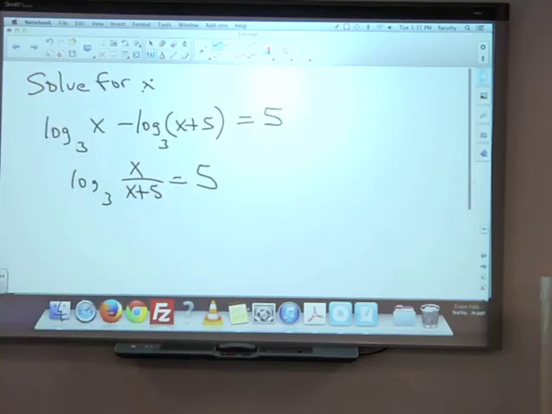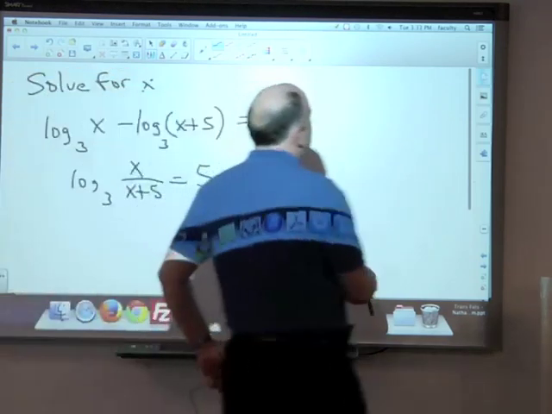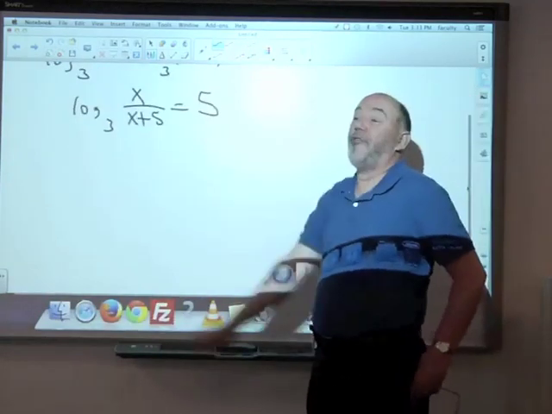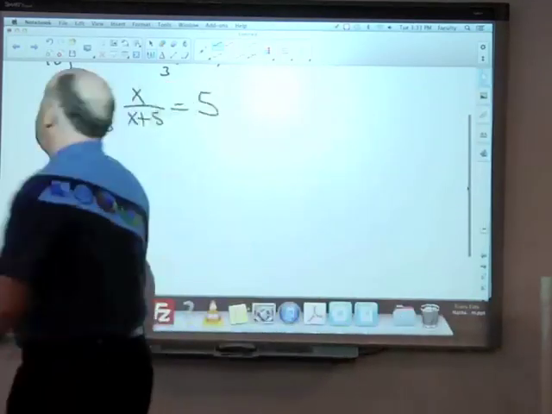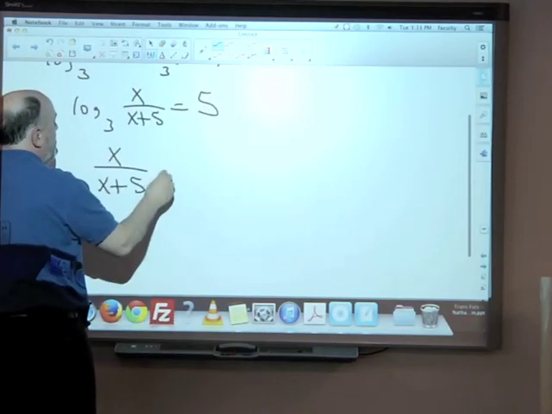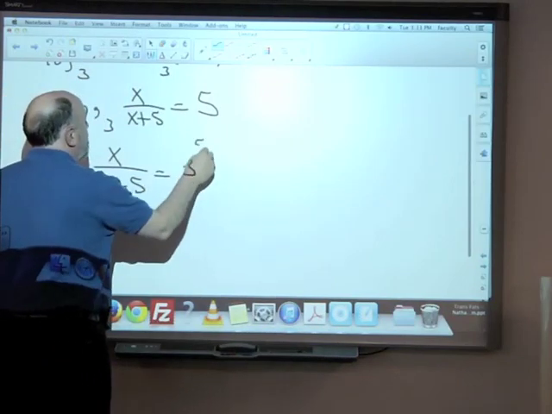Is that okay? And that's the power rule? Quotient. Say again? Quotient. The subtraction means division. Subtraction means fraction. And then I'm going to change from the log form into the corresponding exponential form. So we get x over x plus 5 is going to equal 3 to the 5th.